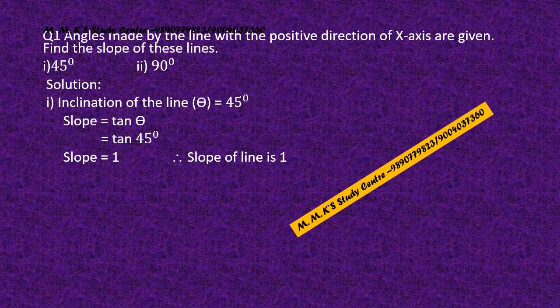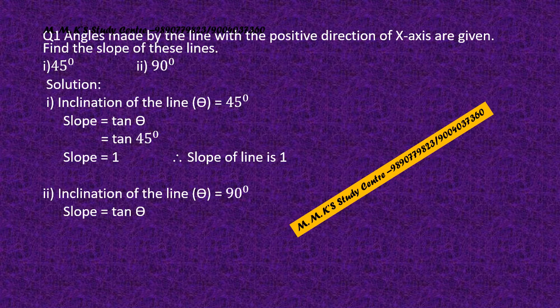Second question, inclination of the line theta is equal to 90. Therefore slope is equal to tan theta. Here theta is given as 90, so we put 90, so tan 90 is not defined. Tan 90 is not defined. So therefore the slope of the line is not defined.